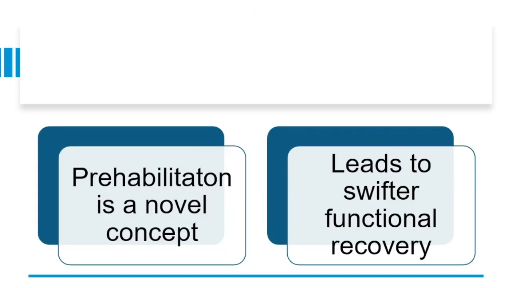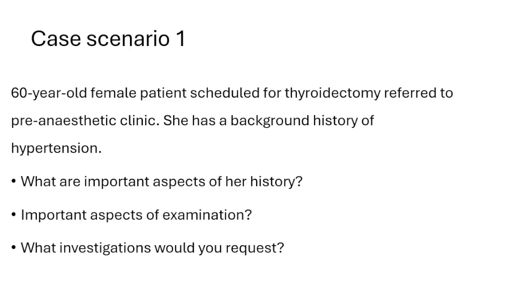Okay. So this prehabilitation is done for major surgeries like major bowel surgery, cancer surgery, frail patients, malnourished patients. They are the patients who are subjected to this prehabilitation program. It's a double concept. By subjecting them to prehabilitation, it leads to swifter functional recovery. Okay, the other slide. So that's the end of my presentation.